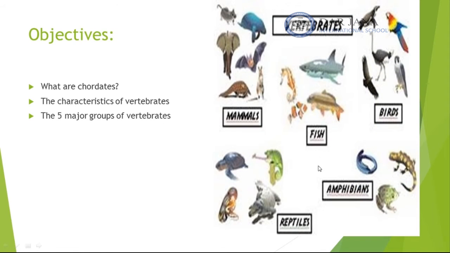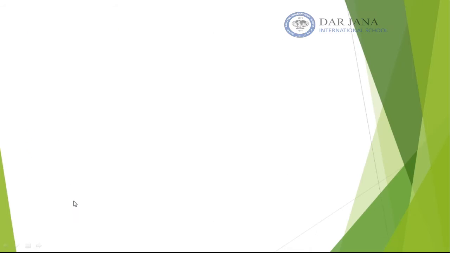If you look at this image here, we can see the different groups of vertebrates. We have here the mammals, we have here the fish, we have birds, we have amphibians, and we have reptiles. In the coming slides, we're going to talk about the details of these groups and what characteristics they have. So, the 5 major groups: fish, amphibians, reptiles, birds, and mammals.